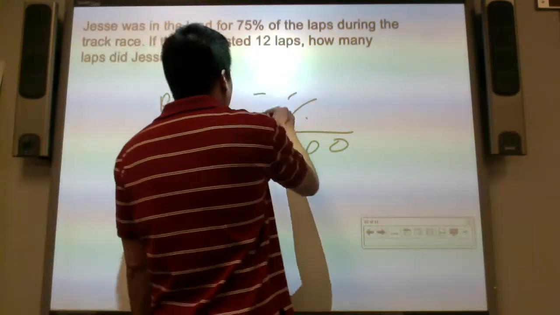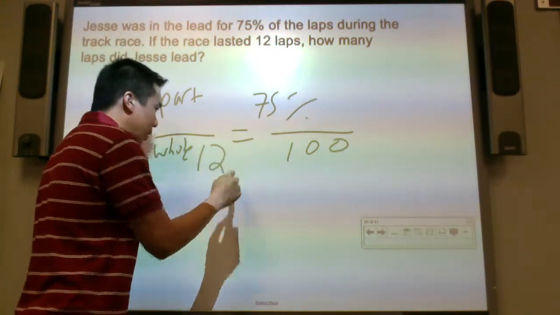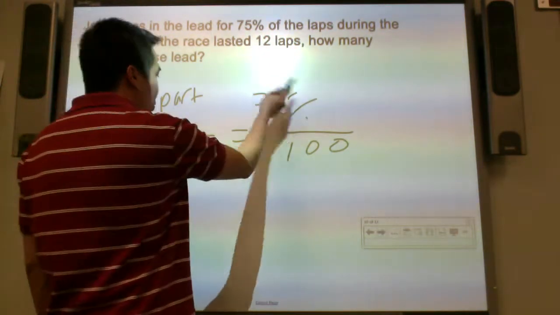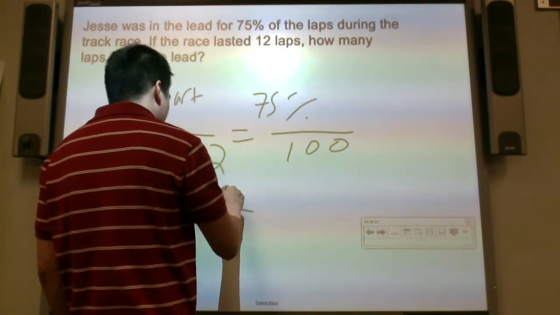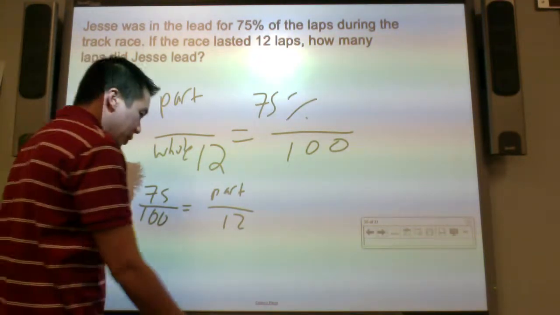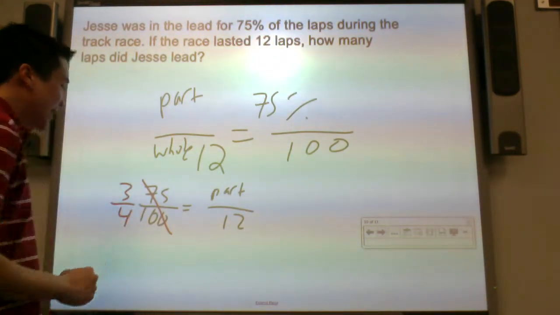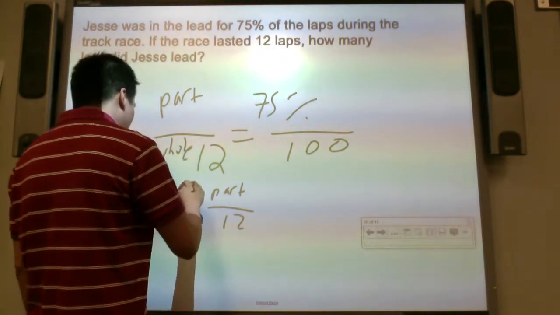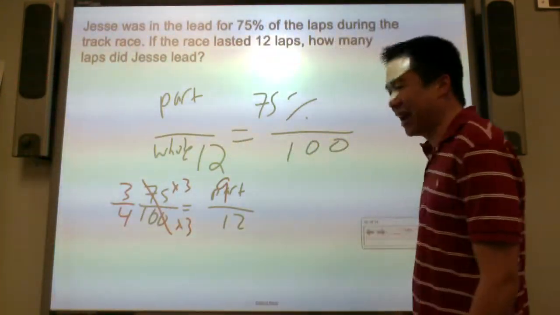So he led 75% of the race, and the race lasted 12 laps. That's the whole. So what part was he in the lead? I'm going to rewrite it this way: 75 over 100 equals part over 12. Can 100 be broken down to 12? No. We need to break this down. Isn't that just 3/4? Now, can 3/4 be built up to 12? Yes, you multiply by 3 and you get 9. So he was in the lead 9 out of 12 laps.